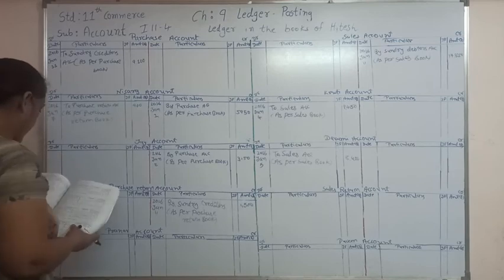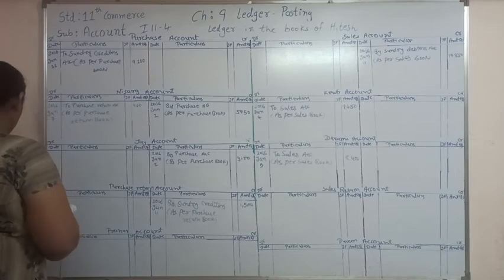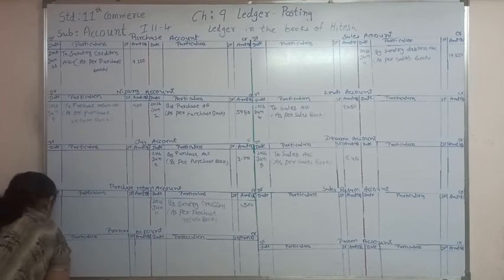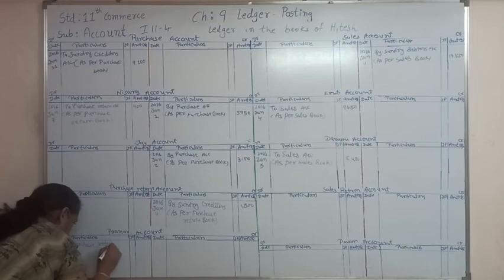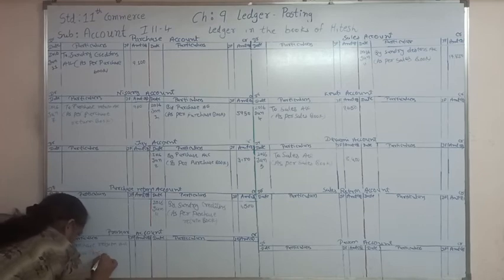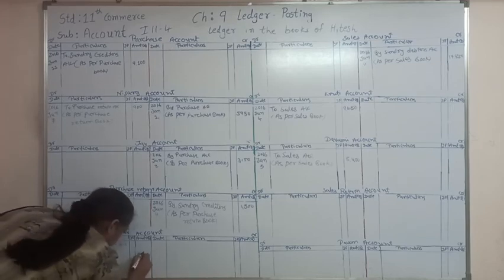And the other will be in the books of Pranav account, on the debit side of Pranav account. We are going to write 2016 January 8 to purchase return account, as per purchase return book. And the amount will be 600.